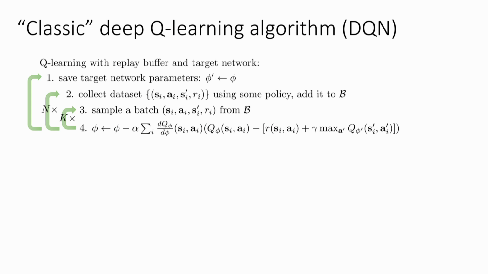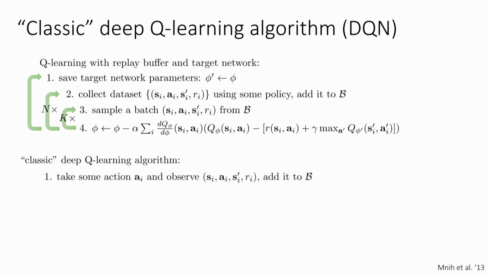It modifies online Q-learning with 2 additional ingredients: using a replay buffer to decorrelate samples, and using target networks to avoid having to hit a moving target. And that's basically it. The classic deep Q-learning algorithm is basically an instantiation of this where we set k to 1 and set n to 1.